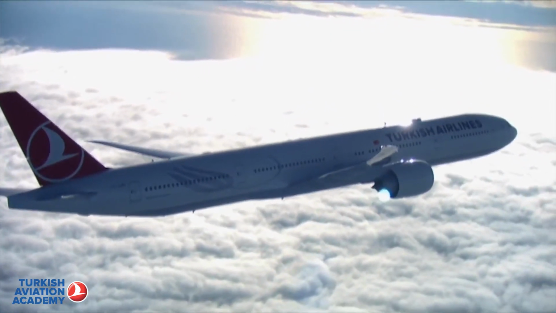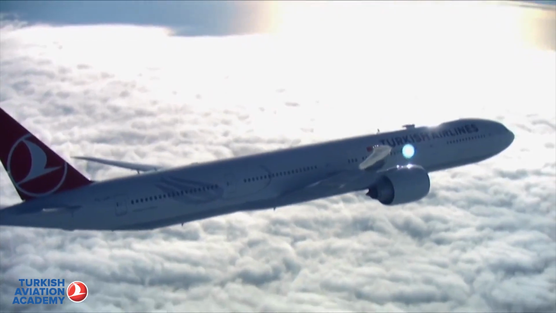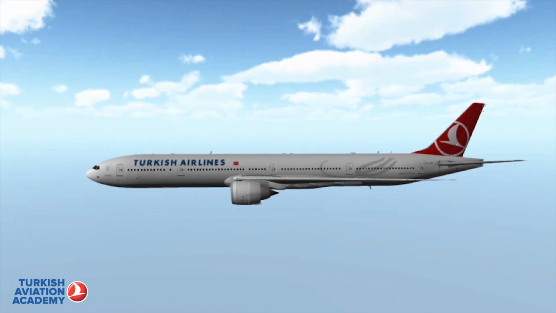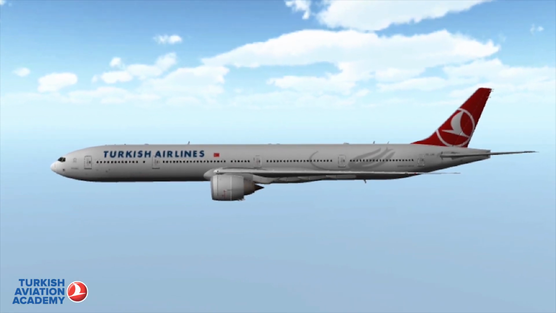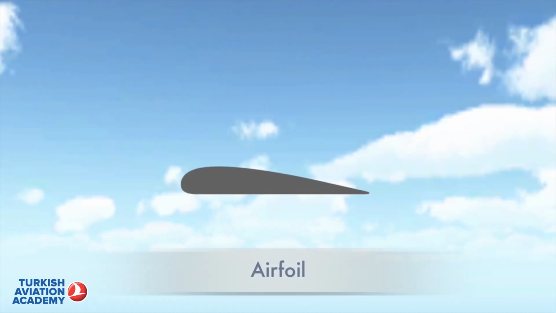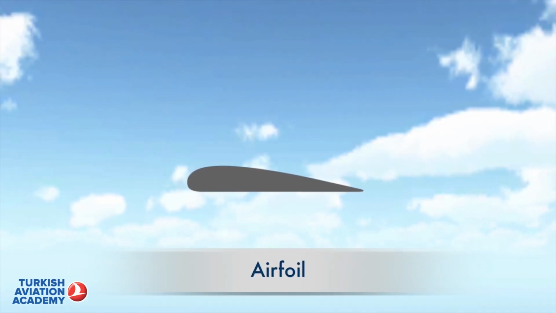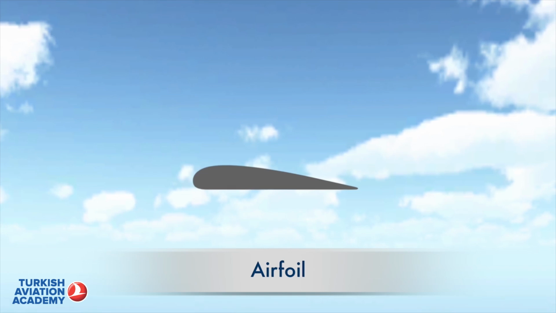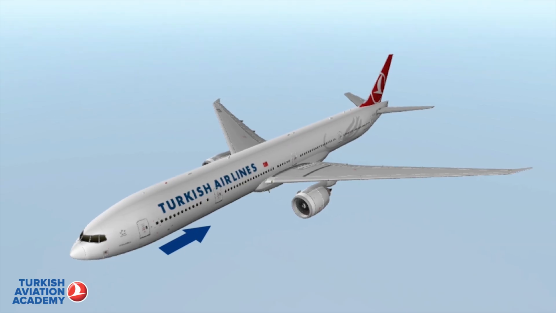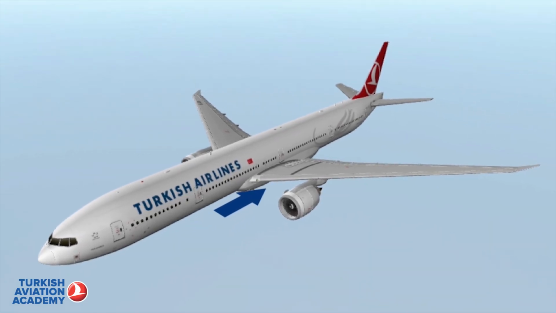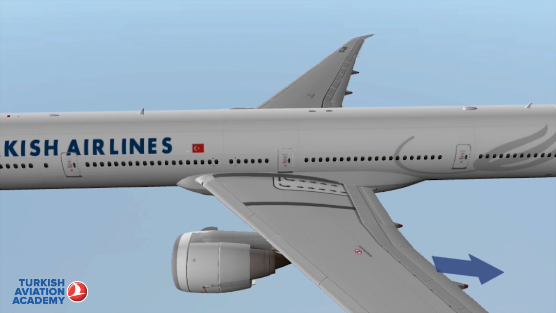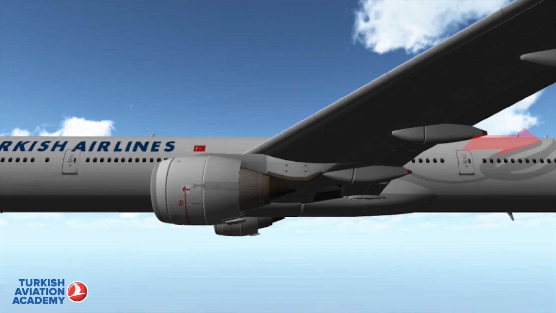Let's see how wings produce lift. If you look at the wing section from the side, the geometric shape you see is called airfoil. If you pay attention, you will notice that it is in the shape of an asymmetrical water drop. Incoming air molecules are divided into two here. While one portion moves about the airfoil, the other portion continues on its path through the bottom part.